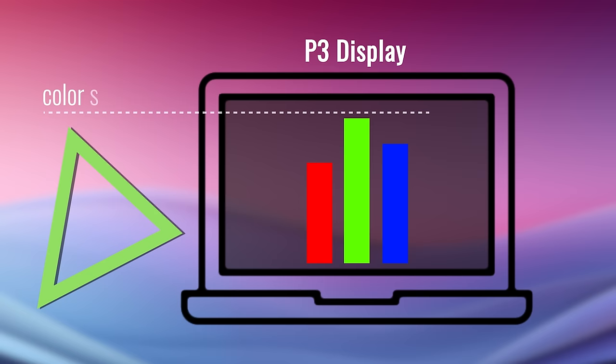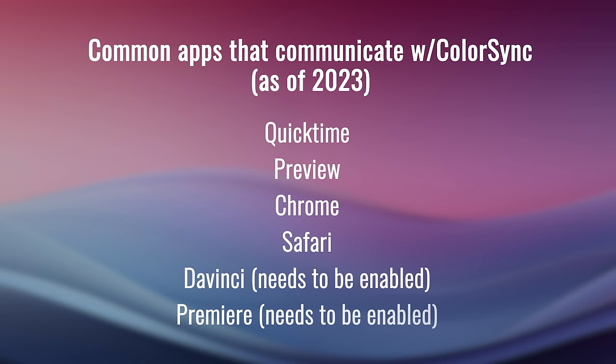So the colors that you're seeing when you open your video in a color managed application, when I say color managed, it means Color Sync is able to see it and communicate with it, meaning QuickTime is color managed. It can communicate to Color Sync and say, that's a Rec. 709 piece of footage. Preview, when you open something with spacebar, is color managed.